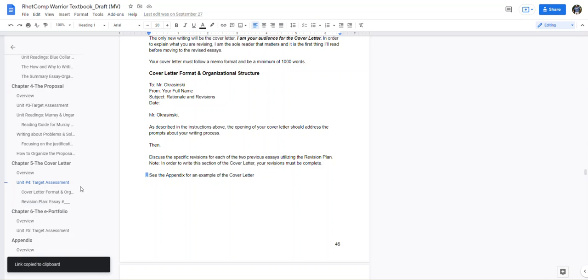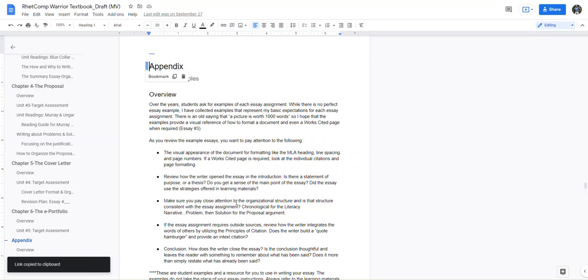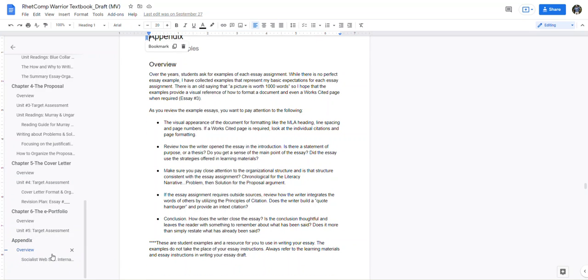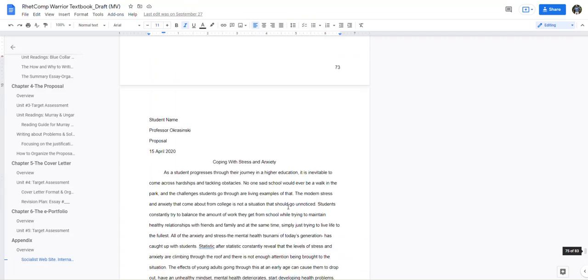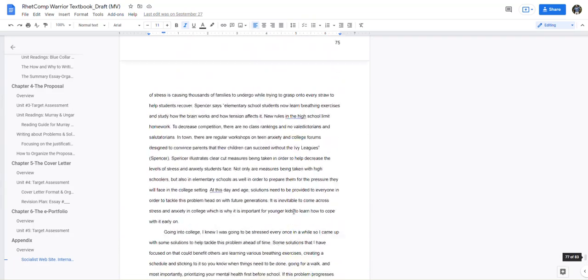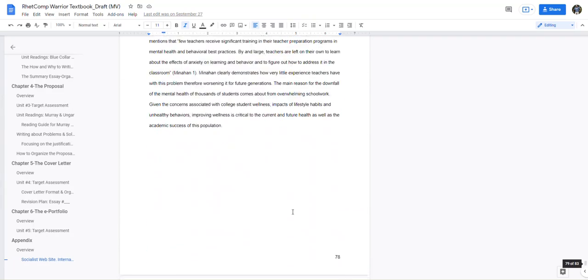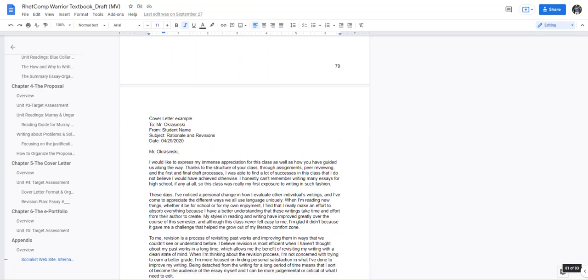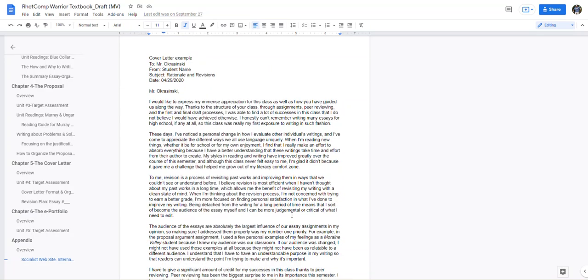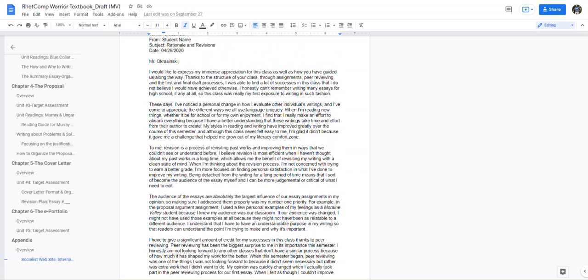As always, I have a bookmark here. Oh, no bookmark there. All right, let's see what we got. Let's go down to the appendix. Here, we can find just past the proposal essays, the last one there, the cover letter example. This is on page 80, so please make a note of that. Here is the cover letter example.